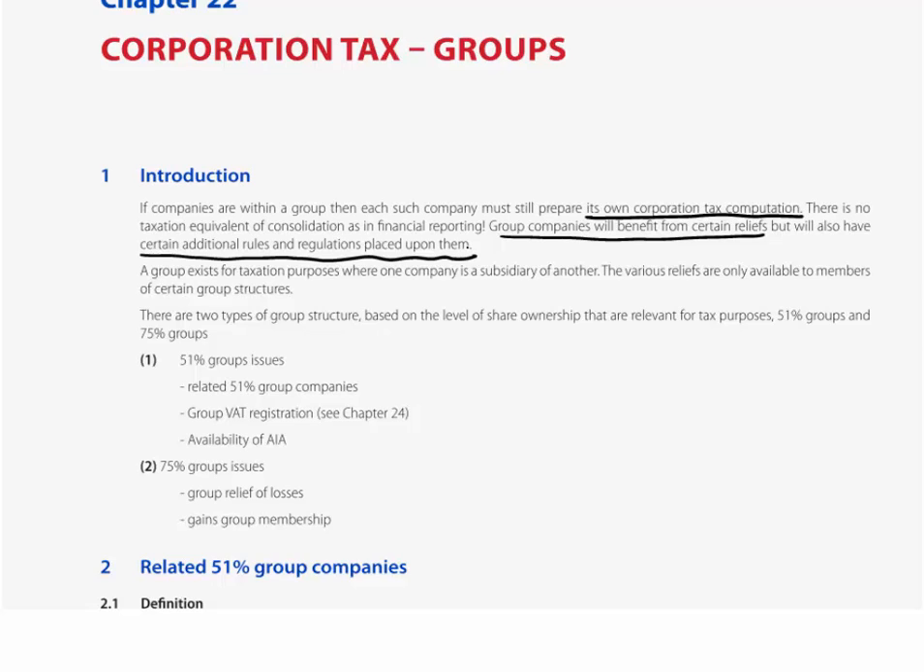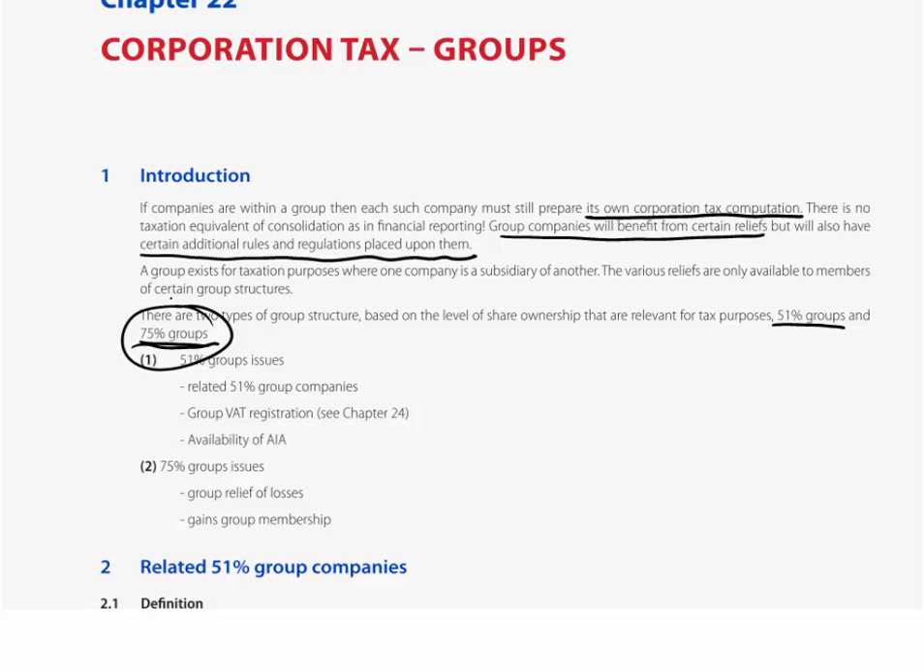Two types of group structure, however, that we need to identify based on the level of share ownership that will be relevant for tax purposes. The bare minimum to command a group scenario, 51% groups. A parent owns more than 50% of the shares in what is then a subsidiary company. 51% groups and 75% groups. Now, it's got to be said, the more interesting and certainly way more examinable issues arise when dealing with 75% groups, but that's something we'll be talking about and dealing with in detail in our next lecture together.